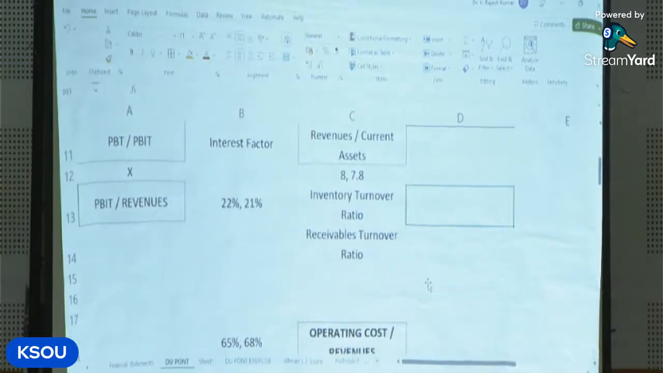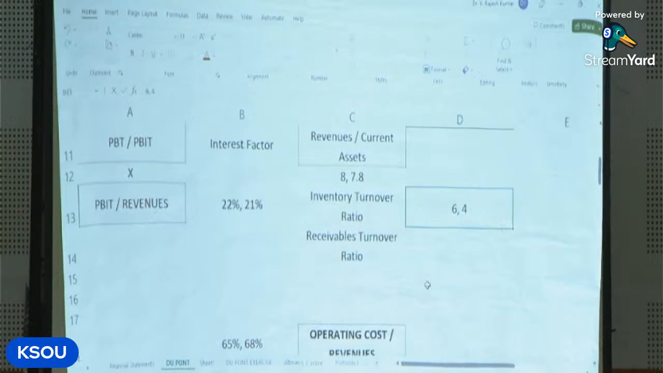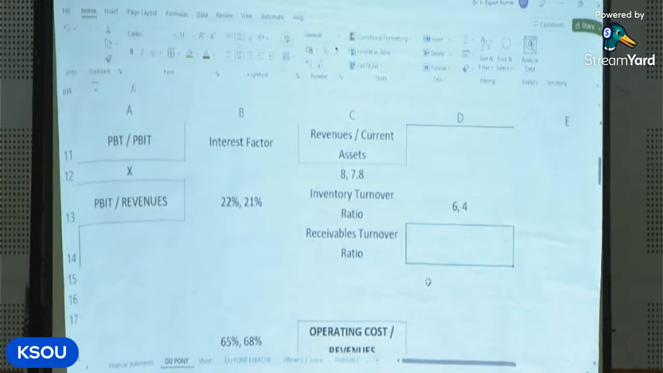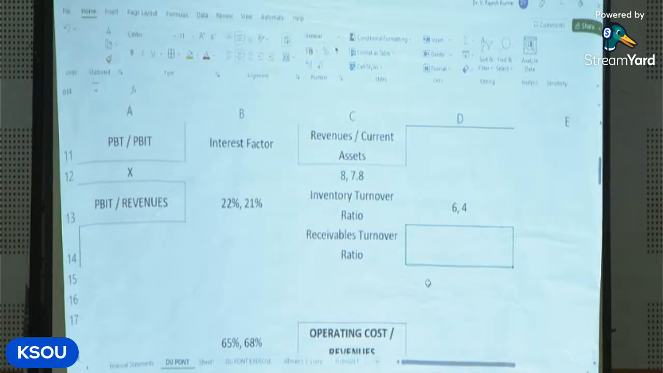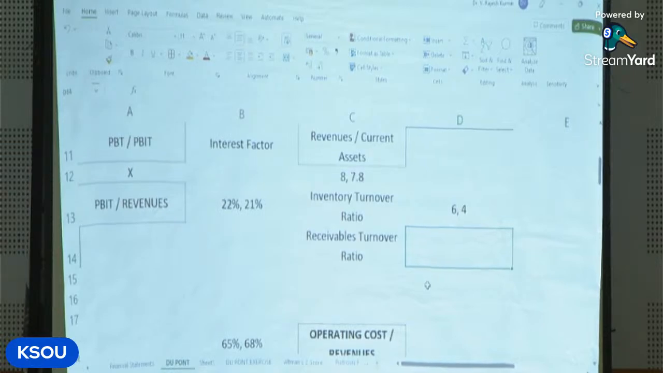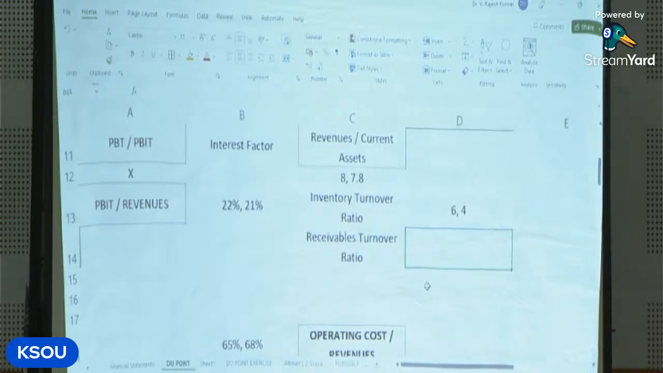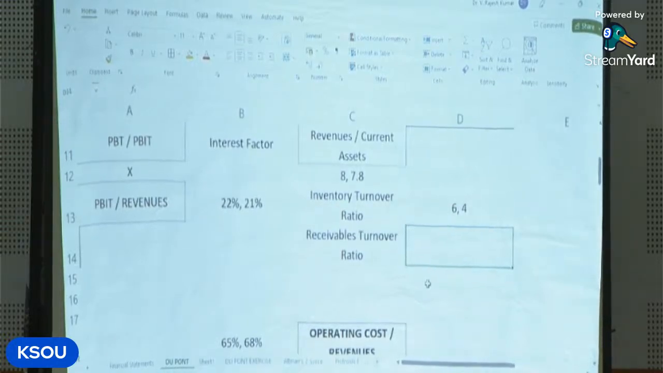Let's say last time it was 6, this time it was 4. Last time the inventory turnover ratio was 6. What does it mean? How to read it, sir? The inventory was replenished 6 times. Or in other words, how many months in a year? 12 months by 6, 2 months. So we had stock of inventory for 2 months.